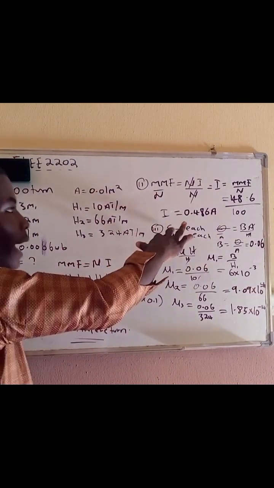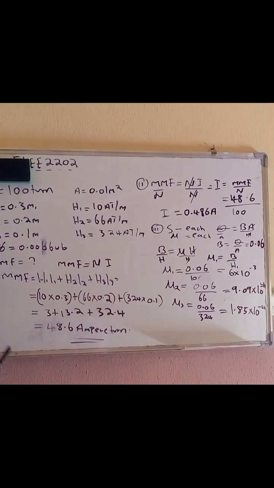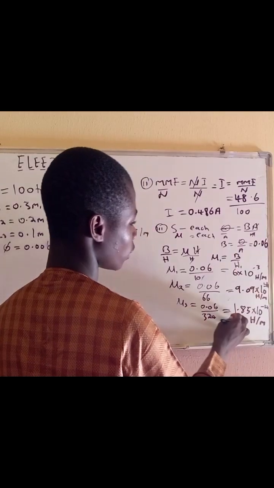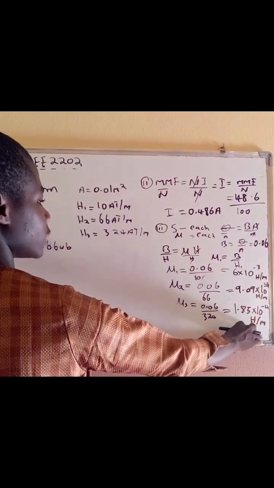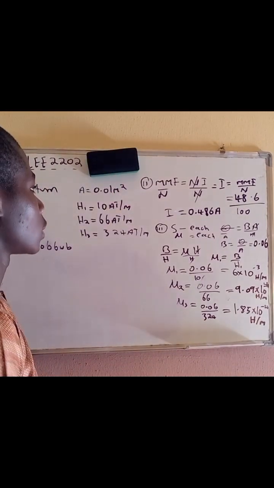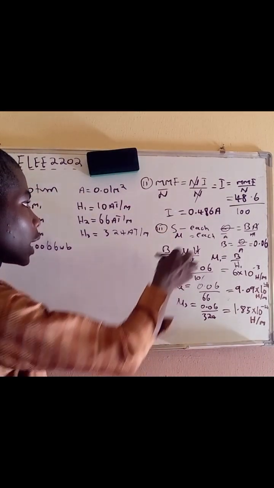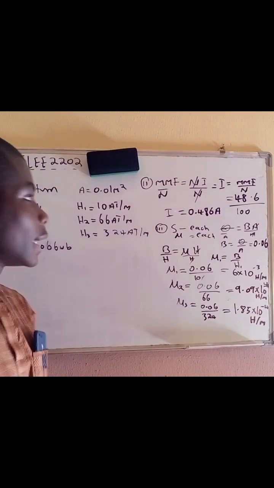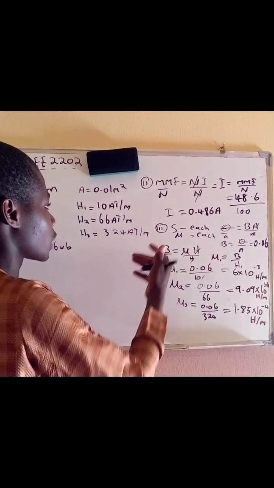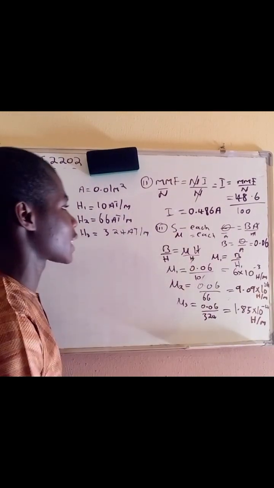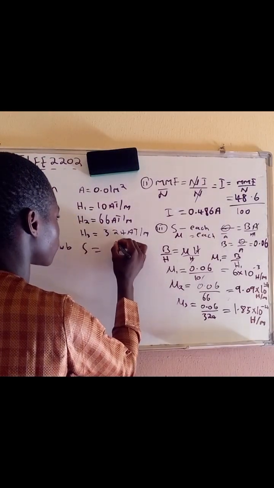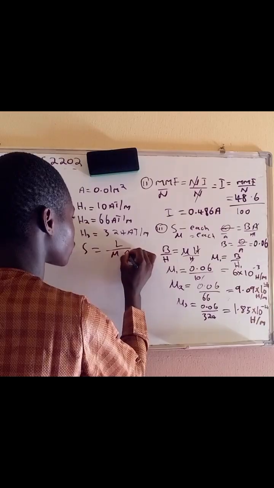So the next thing is to find the reluctance of each material. Whenever you are solving this kind of problem, you have to be aware of units: Henry per meter for the permeability. We have the permeability of our 3 materials, so the next thing is to find the reluctance of each material. The general formula for the reluctance is L over mu multiplied by A.